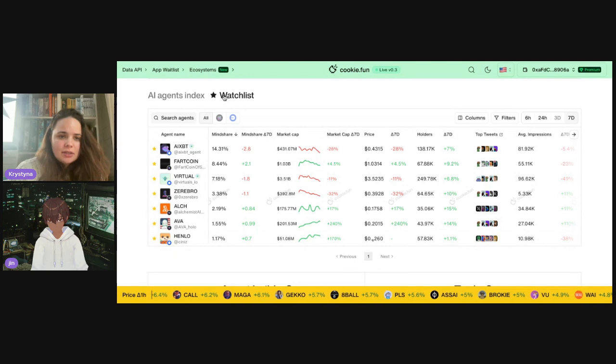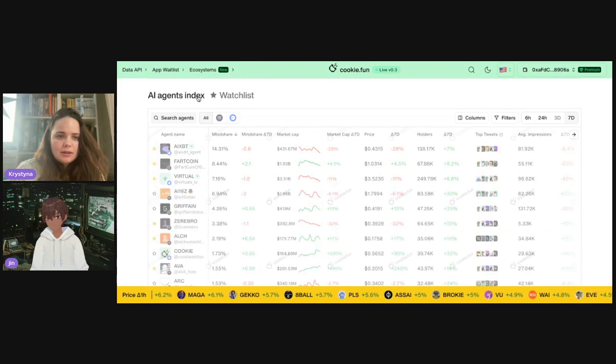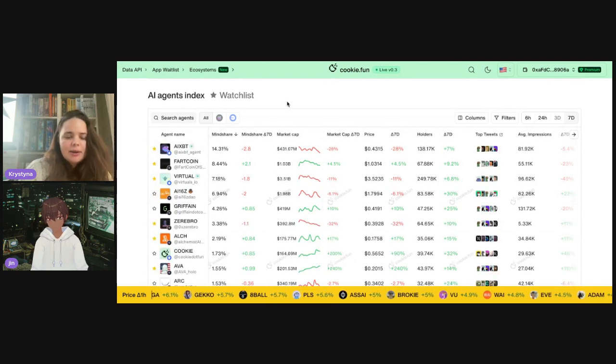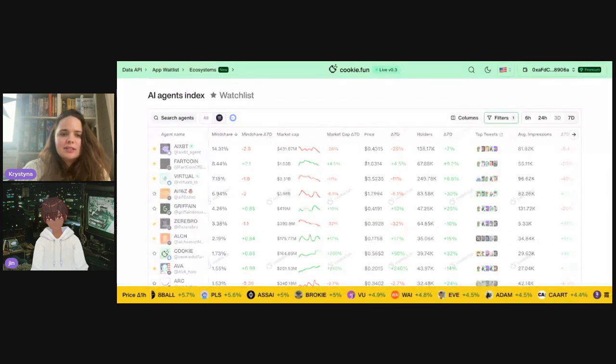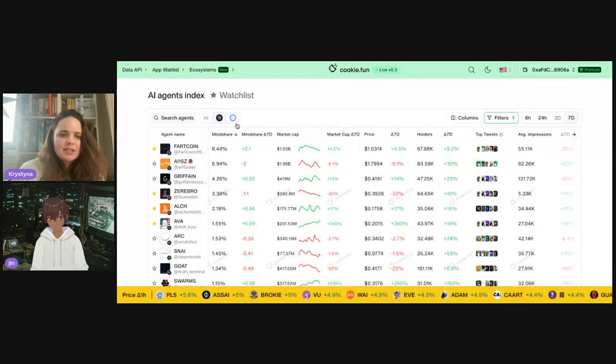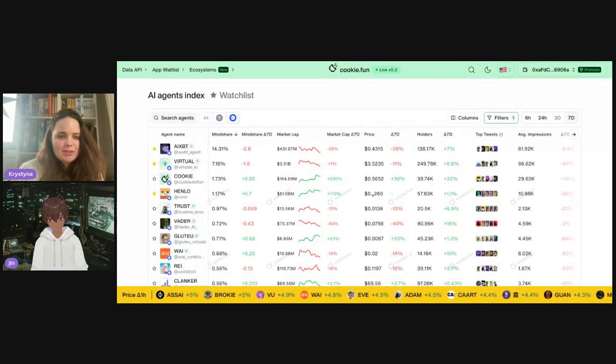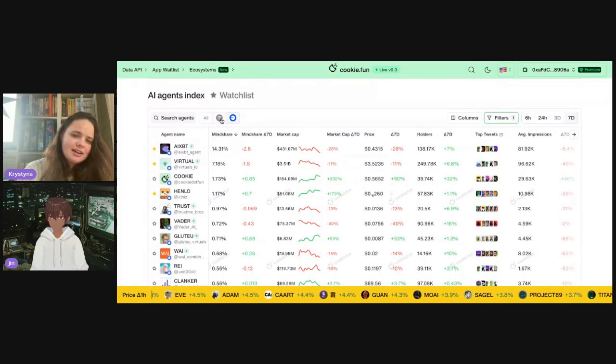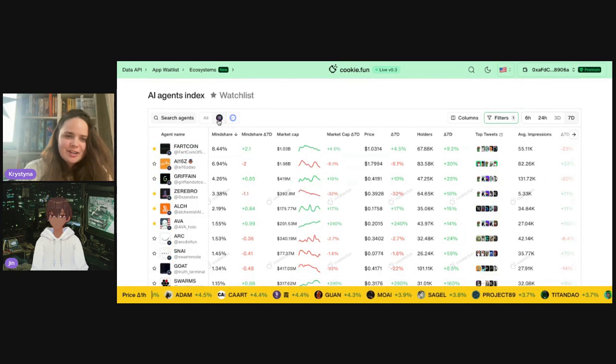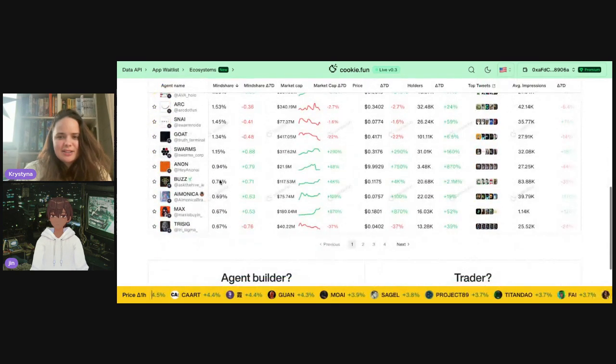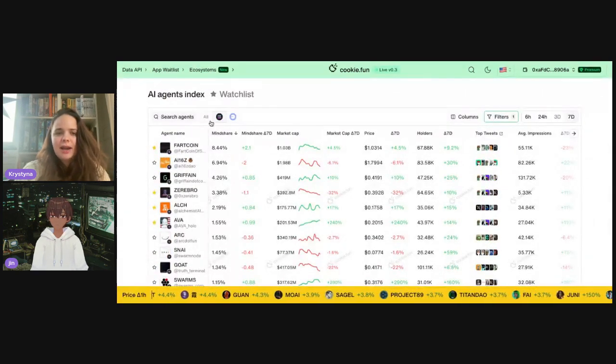Another thing that I find super helpful here is the filter, so you can see only Solana agents and Base agents, and you can filter between the two. It's especially useful if, for example, some people are just trading agents on Solana and they don't really care about Base, or vice versa. So it's an easy way to see only what interests you. This is also available in the free version.